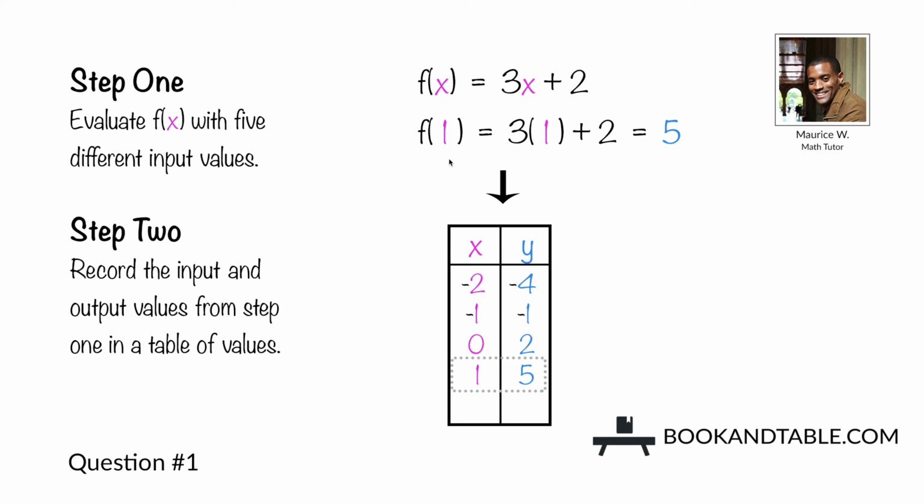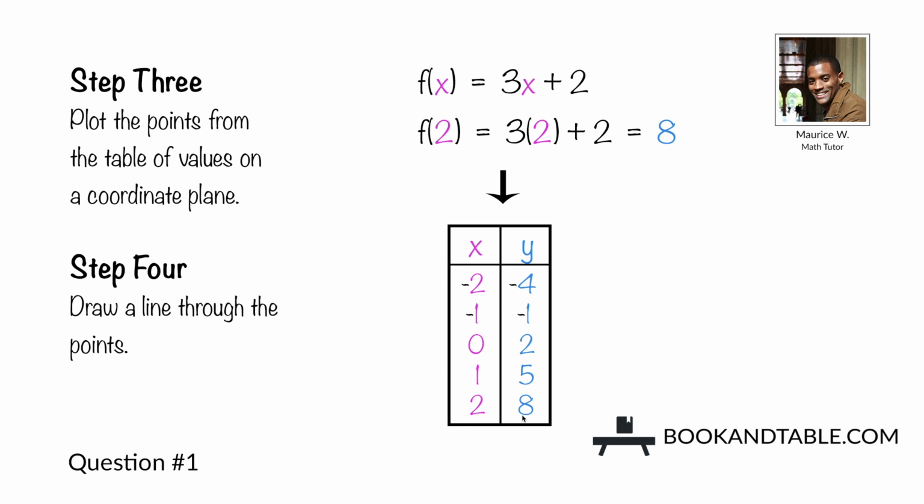f of 1 is equal to 3 times 1, which would give us 3. And 3 plus 2 is equal to 5. So the input is 1 and the output is positive 5. And f of 2 is equal to 3 times 2, which is 6. And 6 plus 2 is equal to 8. So the input is 2 and the output is 8.